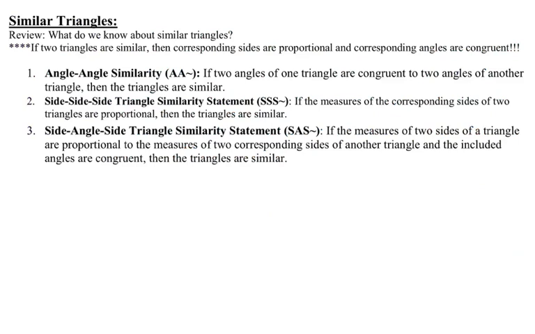Okay, so just to review, what do we know about similar triangles? If two triangles are similar, then their corresponding sides are proportional and corresponding angles are congruent. There are three different ways we can prove that two triangles are similar, and that's angle-angle similarity. So if two angles are congruent. We can do side-side-side similarity, and that's not that the sides are equal like it is with congruence, but the sides are proportional. So if your sides are proportional, then they would be similar.